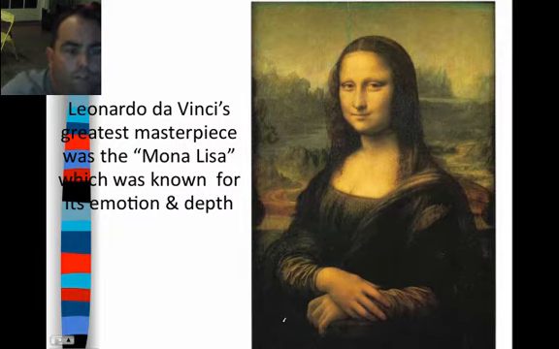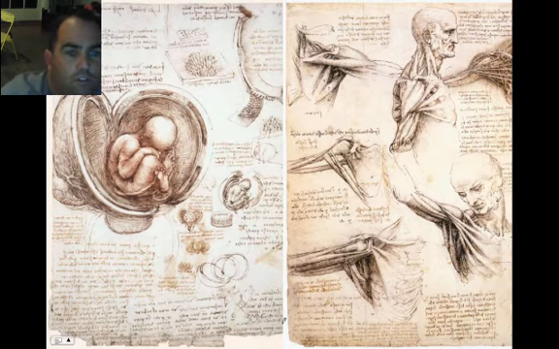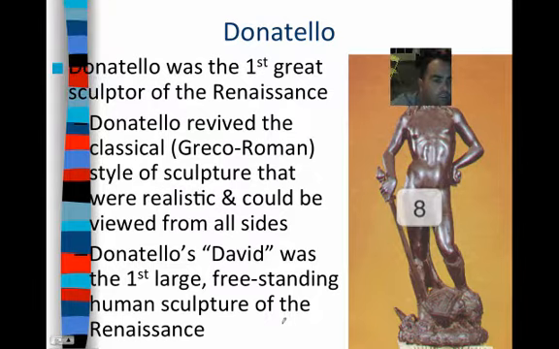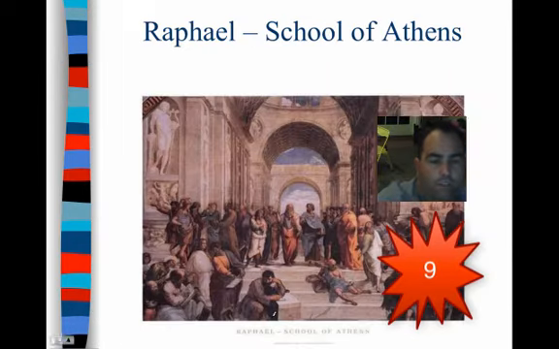Mona Lisa, again, known for its depth and its emotion. He had many inventions. Here he's studying the human anatomy. Donatello, sculptor. He revived, brought back the classic Greco-Roman style. David, freestanding sculpture.